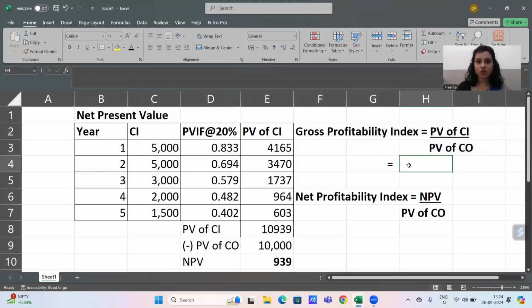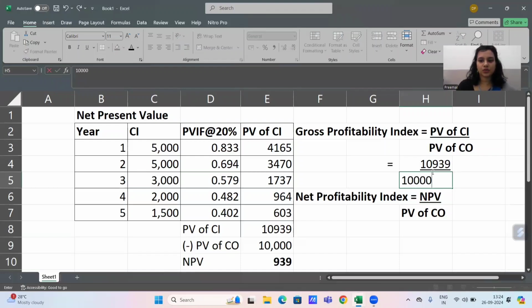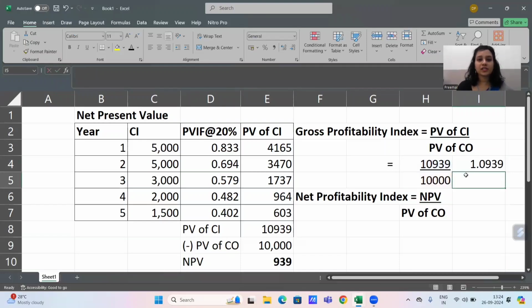So let's calculate the gross profitability index from the problem that was already worked out. So we've already found out the sum of the present value of cash inflows. So that's 10,939. This divided by the present value of cash outflow or the initial investment is 10,000. So by dividing both, we get 1.09 as the gross profitability index.